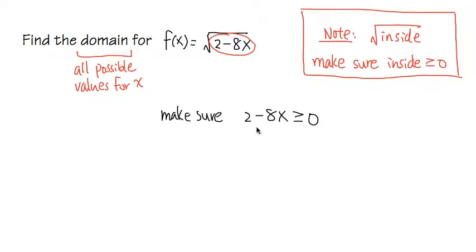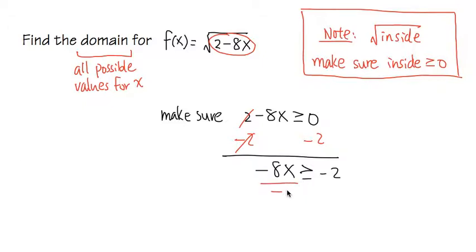And here we have an inequality, so we can just isolate the x. I can do that by subtracting 2 on both sides, cancel this out, and then continue with the rest. This will be negative 8x greater than or equal to negative 2. And then I have to divide by negative 8 on both sides.